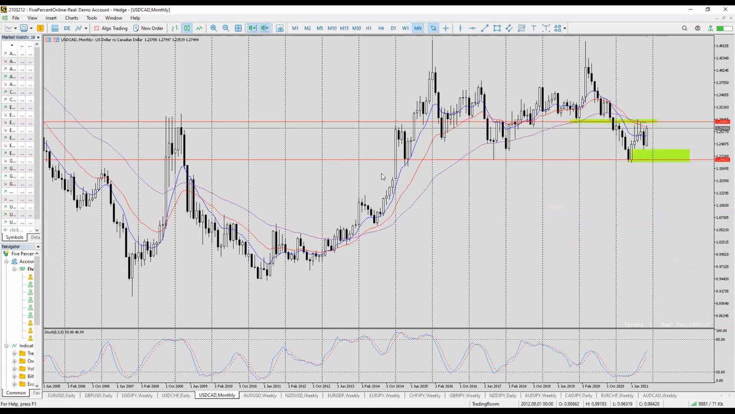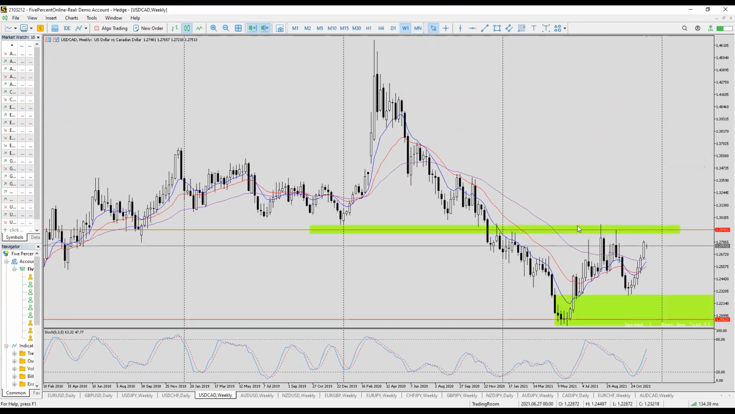And I remind you that dollar CAD overall is coming from a monthly demand zone, and now on the monthly chart it could be forming a confirmation or price action in the form of an engulfing bullish candle. But what I would like to see in order for the dollar CAD to continue higher is to move above these two moving averages and move above this area, as I showed you here, this resistance area or demand area.